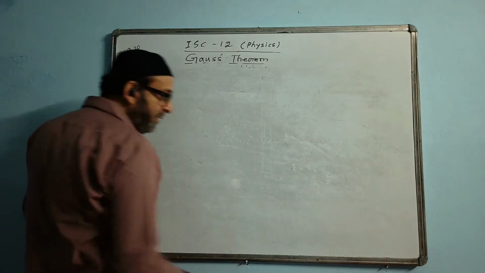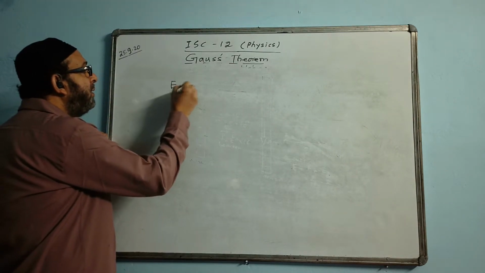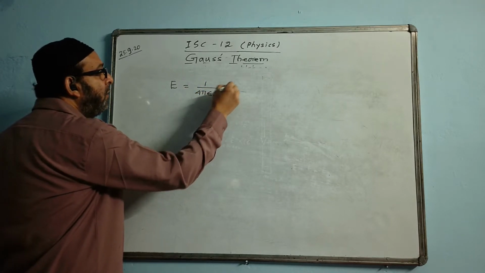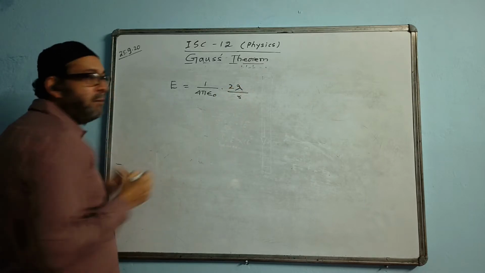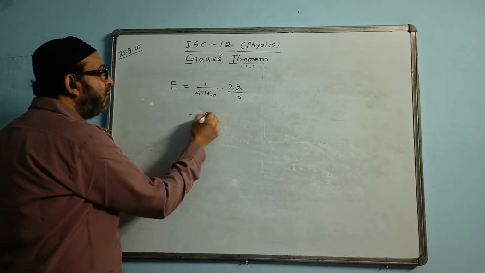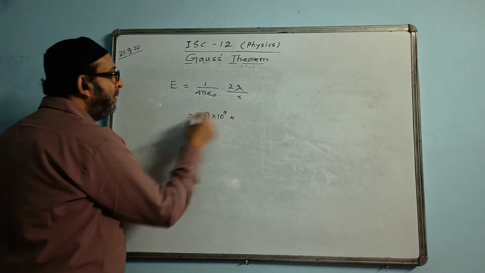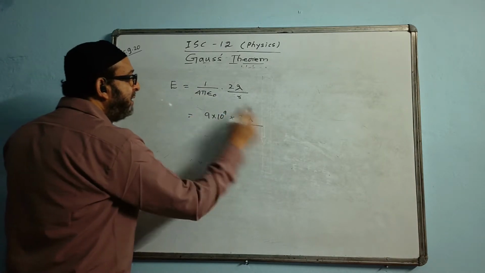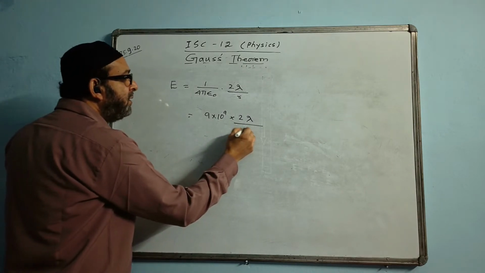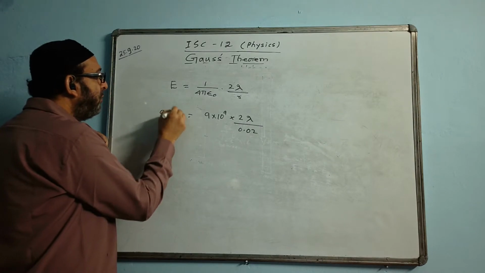Now the question which I read just now, you have to find electric field due to a linear charge. What is the formula? E equal to 1 by 4 pi epsilon naught 2 lambda by r. Now we'll put the value. 1 by 4 pi epsilon naught value directly is 9 into 10 to the power of 9, because this is same as k. 2 lambda we have to find. The distance is given, 2 centimeter, that means 0.02, and electric field value is already given in the question, 9 into 10 to the power of 4.